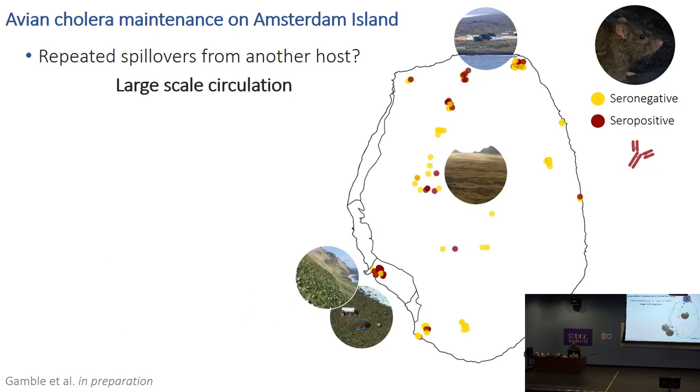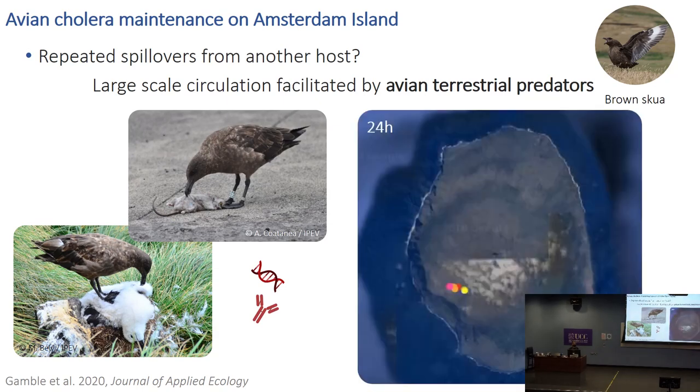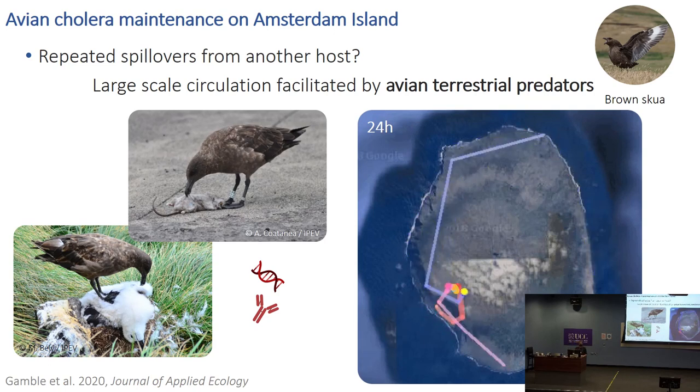When we look at antibodies in the rats, we see that rats all over the island have been exposed to the bacteria, and we think that could potentially happen notably thanks to skuas moving rats around and also moving the bacteria, because they are themselves preying on dead albatrosses and getting infected with Pasteurella multocida. For instance, if we look at the movement of skuas just within a day, they move all over the island. So if they eat a dead bird in the morning, in the afternoon they are pooping at the north of the island, then they can potentially spread the bacteria over.